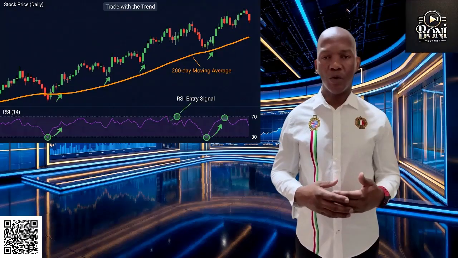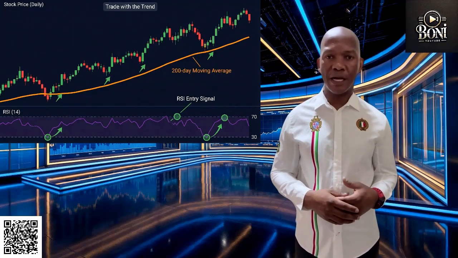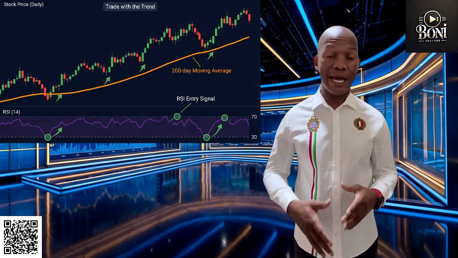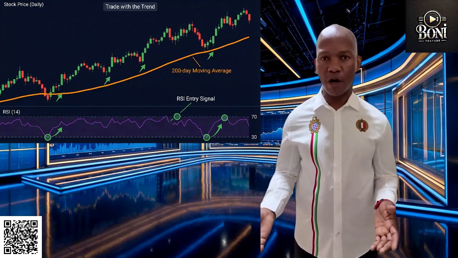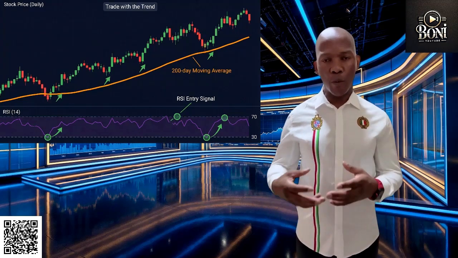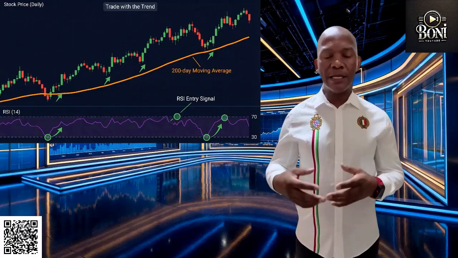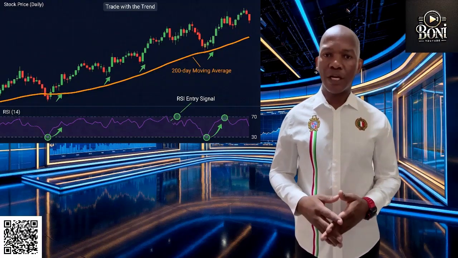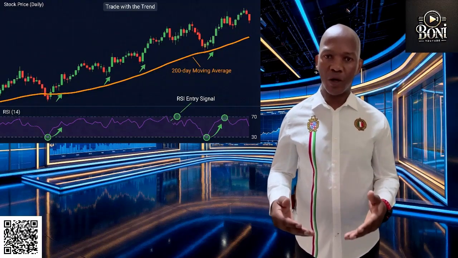To get the most out of the RSI, it's best to use it in combination with other indicators. For example, you could use a moving average to identify the overall trend, and then use the RSI to pinpoint entry and exit points. If the price is above a long-term moving average, you would only look for bullish signals from the RSI, such as a bounce from oversold territory or a bullish divergence. This helps to filter out false signals and trade in the direction of the dominant trend.